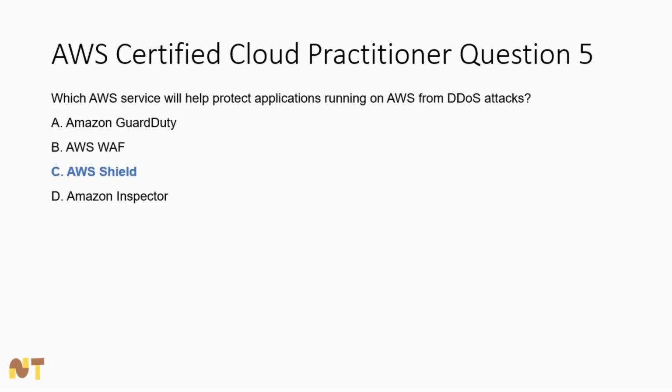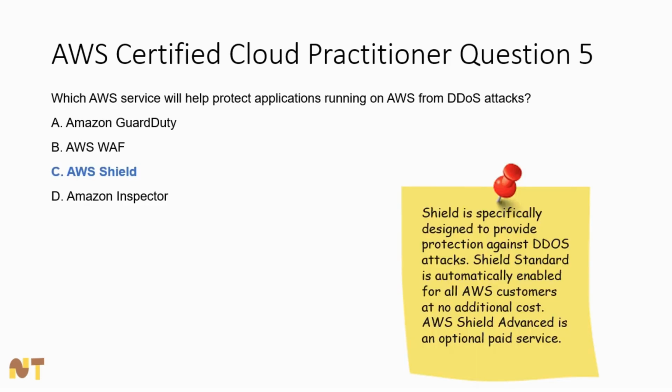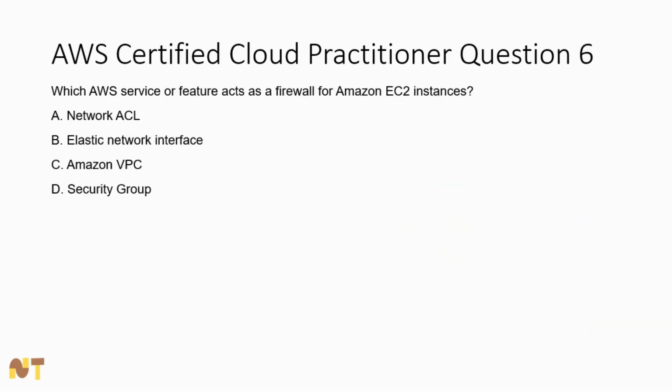Hence, the correct answer is C. Shield Standard is automatically enabled for all AWS customers at no additional cost, and Shield Advanced is an optional paid service which gives you protection against advanced DDoS attacks. Moving on to our next questions. Which AWS service or feature acts as a firewall for Amazon EC2 instances?